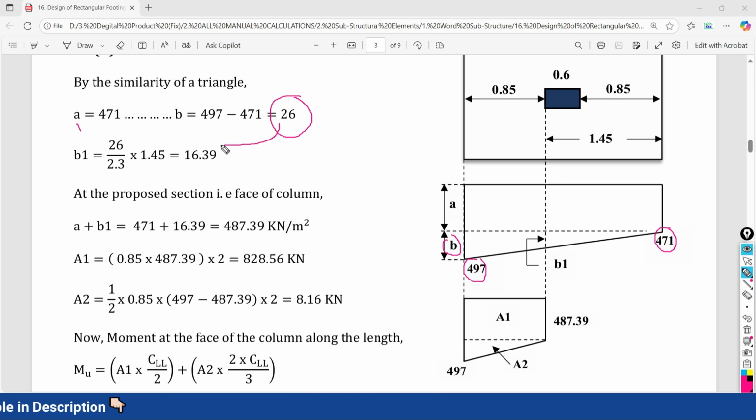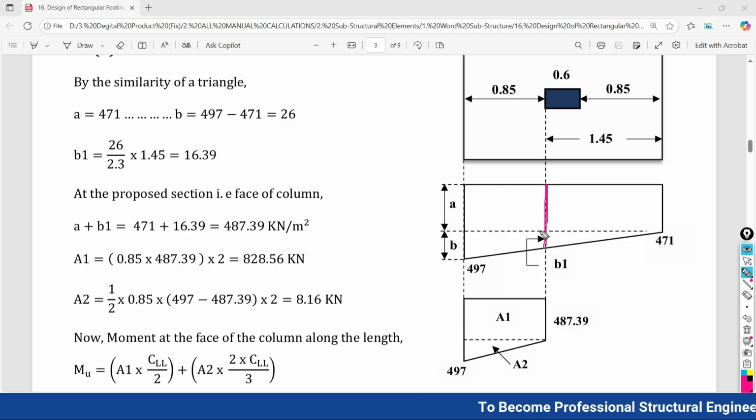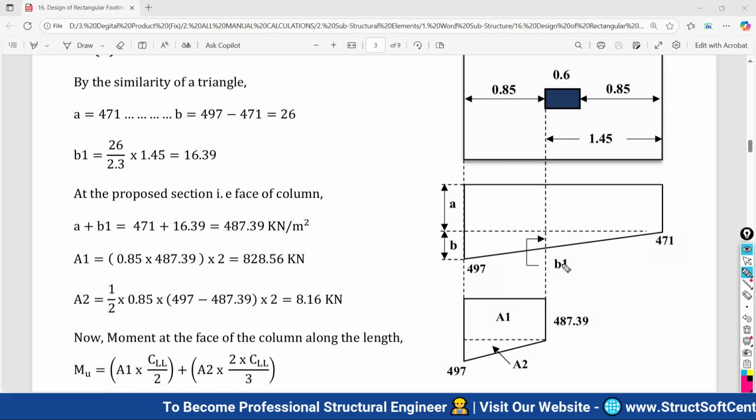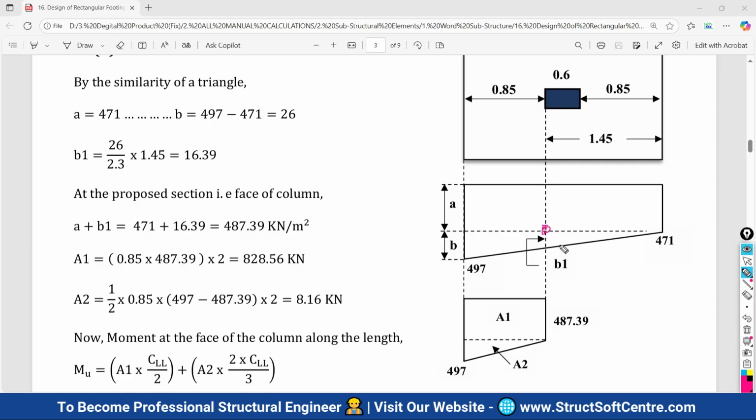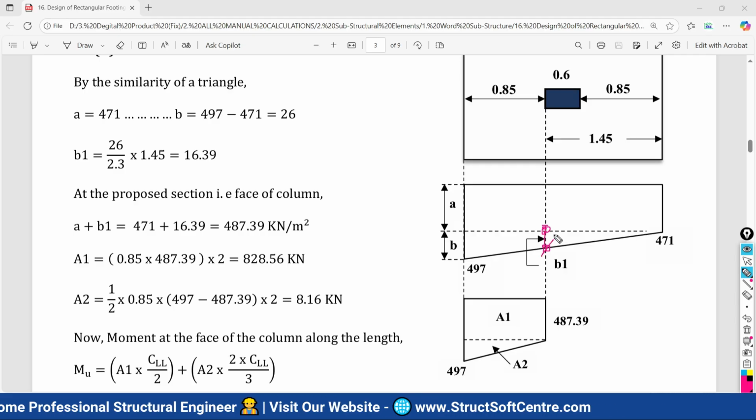If you add A plus B, you will get the total 497. That is very simple. Now we have to calculate this total height. This part we already know, that is nothing but 471. The only problem is this part, from this point to this point. We have to calculate this height.